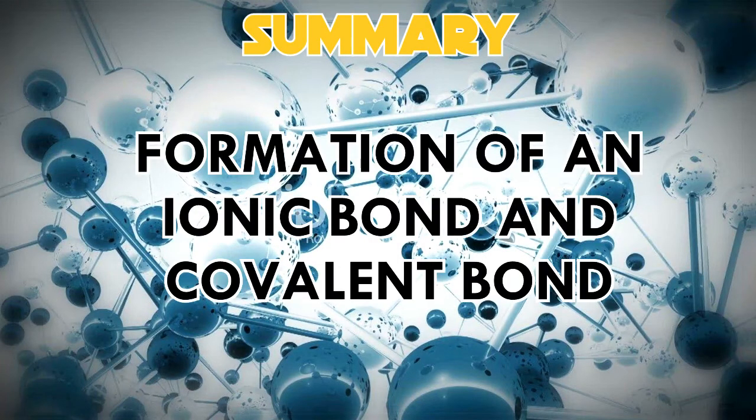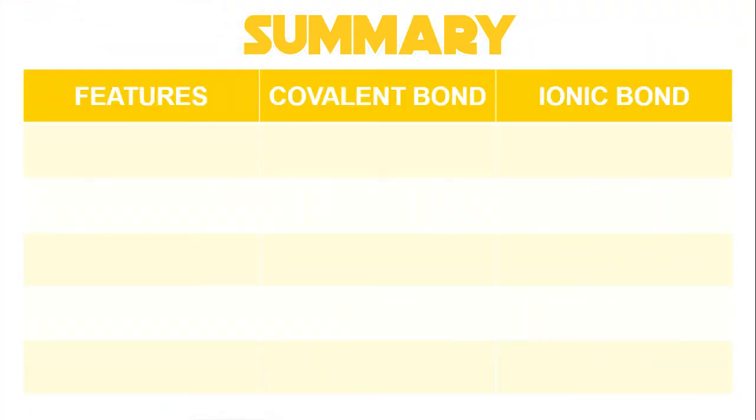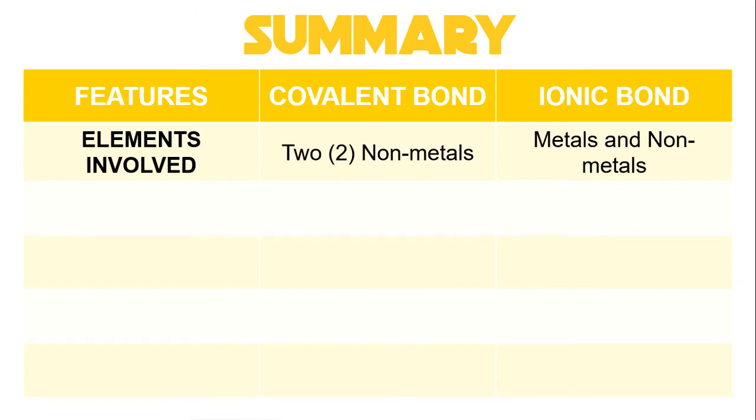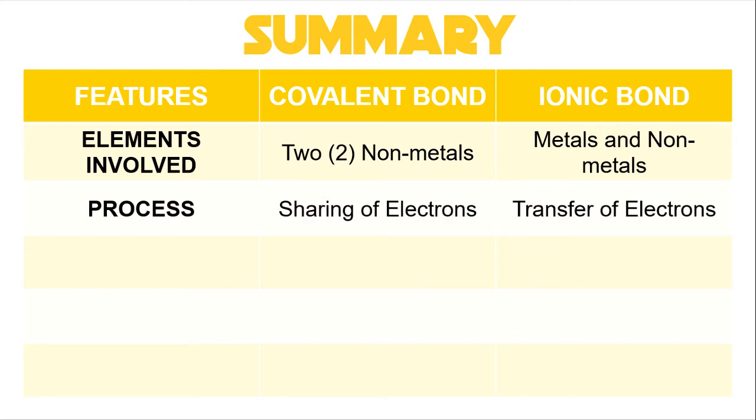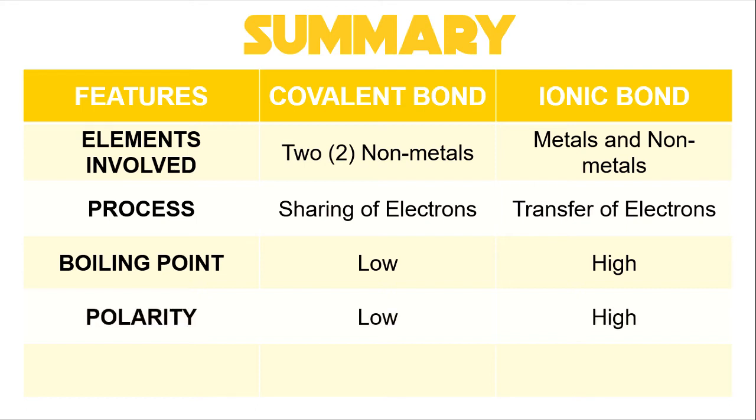And now, let us sum up our learnings regarding the formation of ionic bond and covalent bond. In terms of elements involved, ionic bond involves metal and non-metals, while covalent bond involves 2 non-metals. In terms of process, ionic bond is transfer of electrons, while covalent bond is sharing of electrons. In terms of boiling point and melting point, ionic bond is high, while covalent bond is low. In terms also of polarity, ionic bond is high, while covalent bond is low.